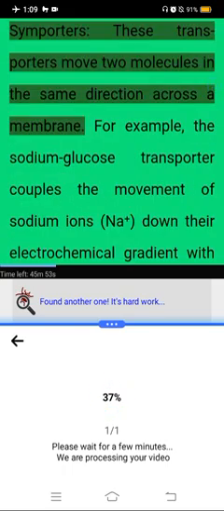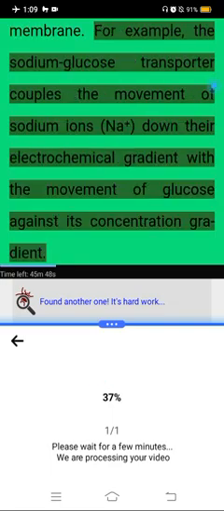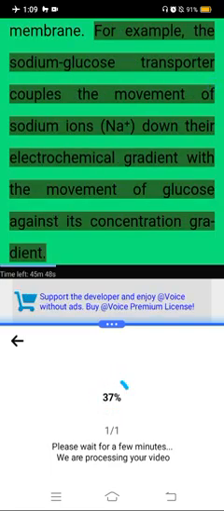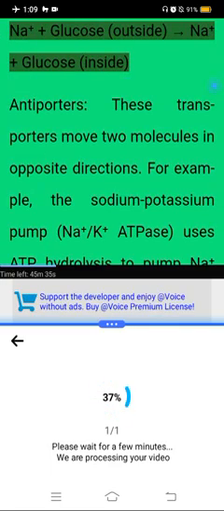Symporters: these transporters move two molecules in the same direction across a membrane. For example, the sodium-glucose transporter couples the movement of sodium ions down their electrochemical gradient with the movement of glucose against its concentration gradient. Na+ + glucose (outside) → Na+ + glucose (inside).